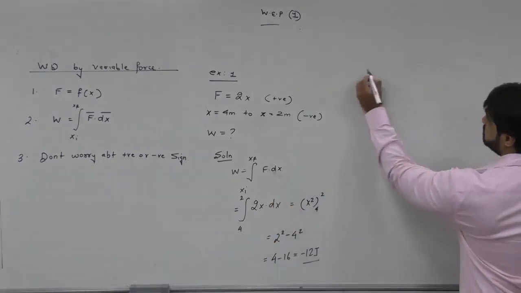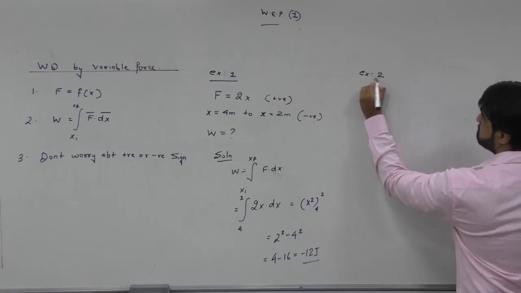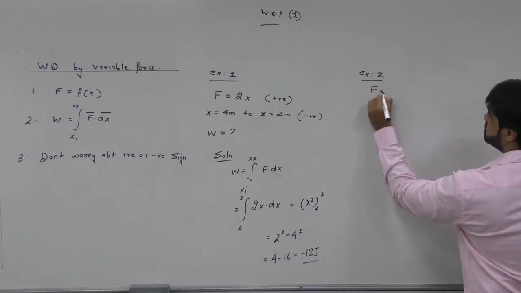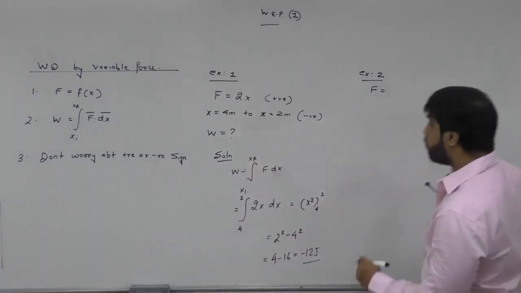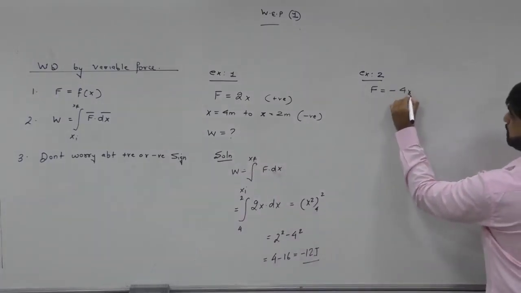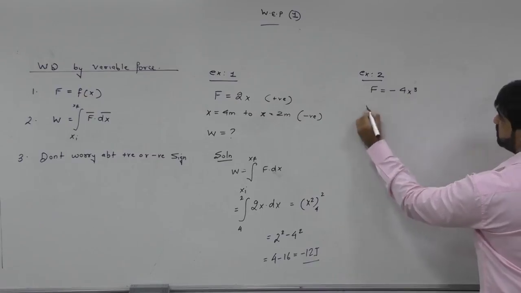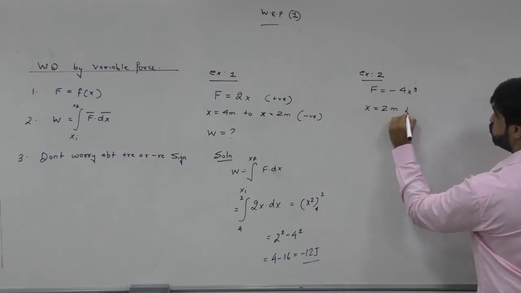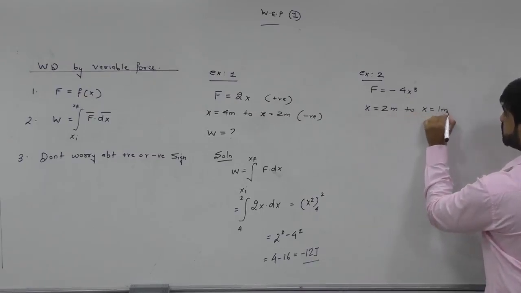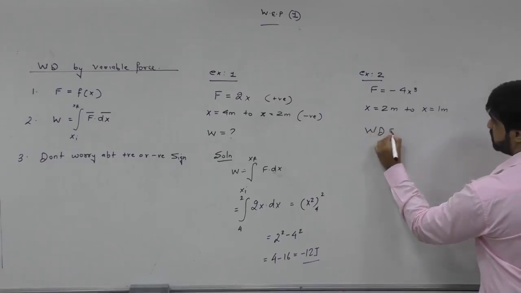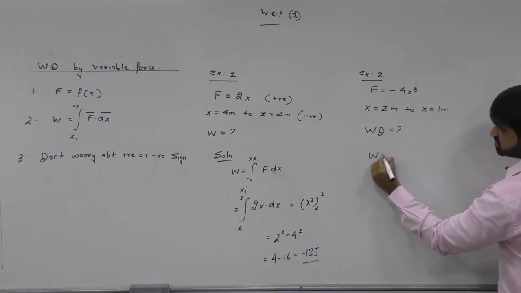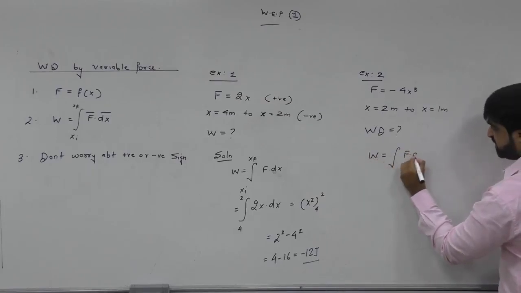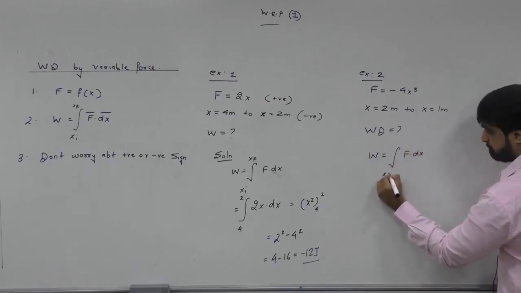I'll give you another example. F is given as minus 4x cube, from x2 meter to x1 meter. Find the work done. You analyze it as a function of x. Work done is integration of f dot dx from initial to final.